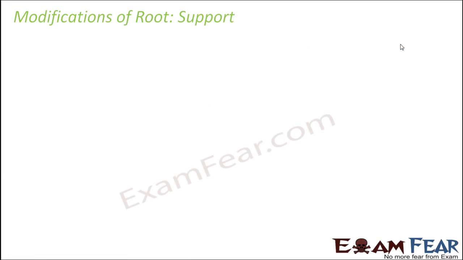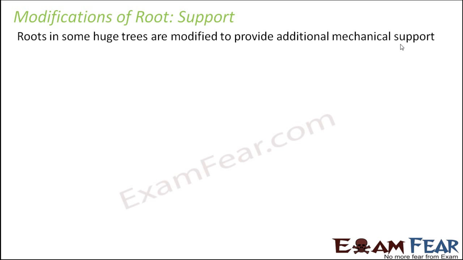Now let us look at the third modification of root, which is for the purpose of support. Roots in some huge trees are modified to provide additional mechanical support. Now when I say support, again, support is one of the basic functions of root, that it helps in keeping the plant fixed to the soil. So anyways, it helps in proper anchorage. So it supports the plant.